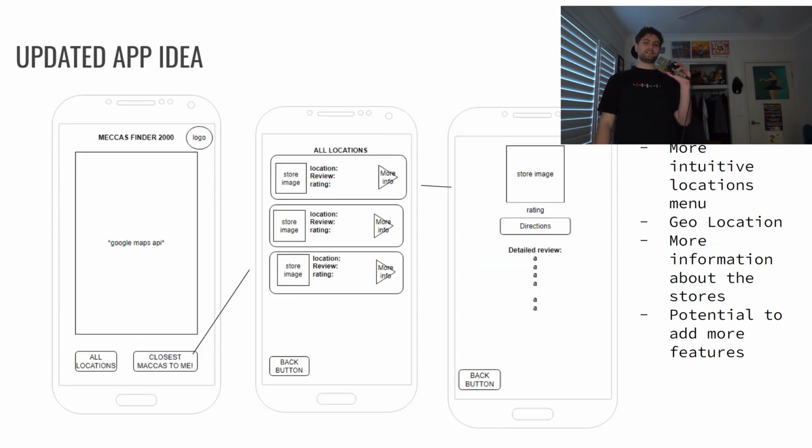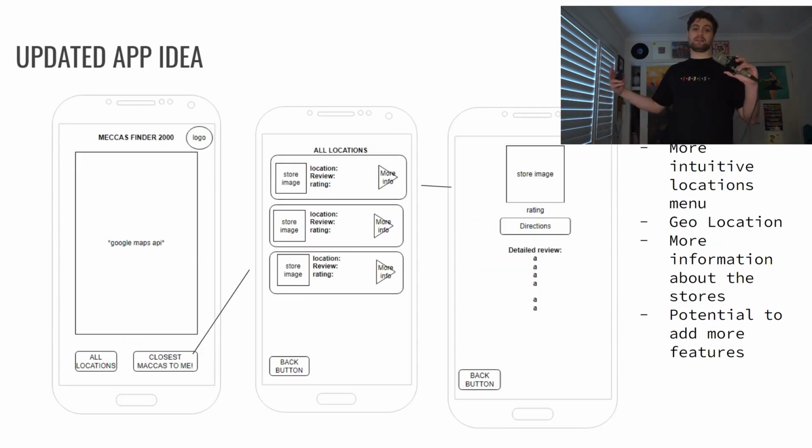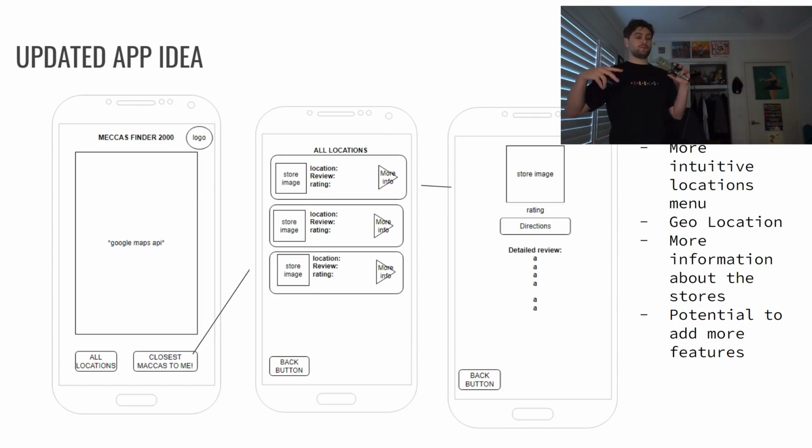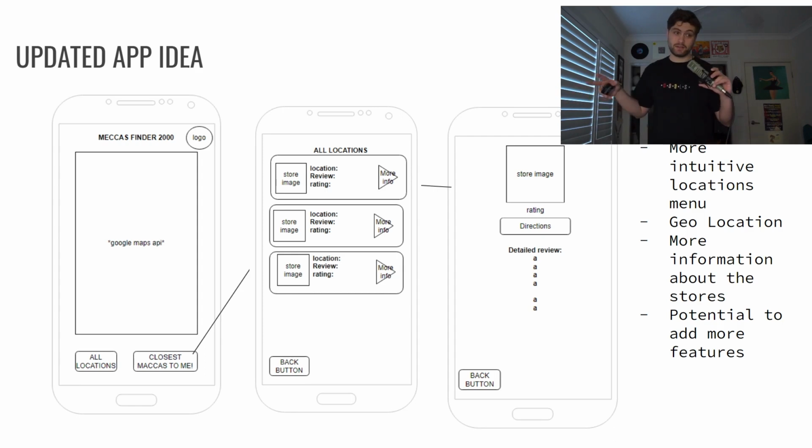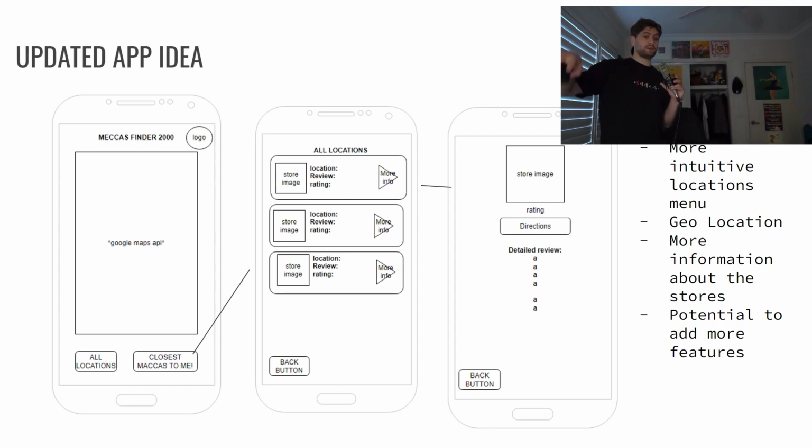Now let's look at the updated map idea. So we have the Macca's Finder 2000. The original one is on the left there, and you can see we now have only 2 buttons. No landing page, no nothing. We're cleaning this all the way up. We have an all locations button and a Macca's closest to me button, which will do the same thing as the old button did. Click it, and directions on the Google Map API will take you to the closest Macca's near you.